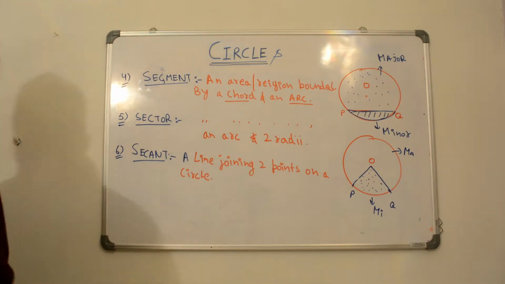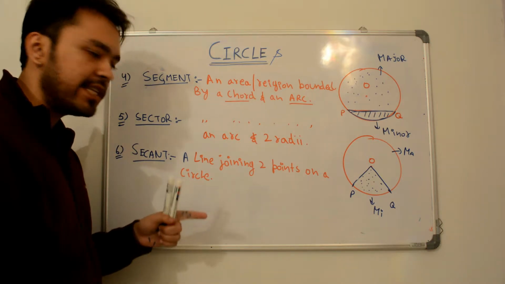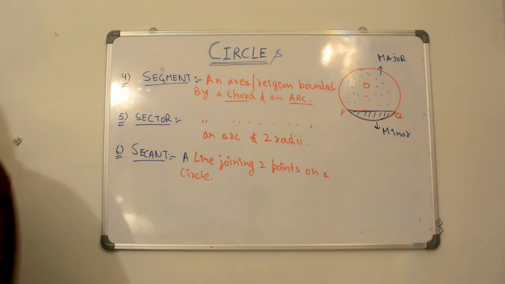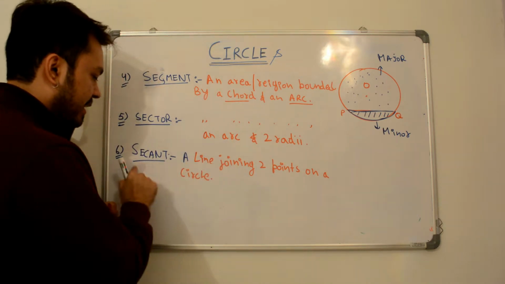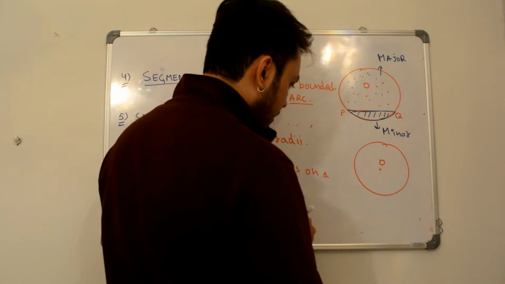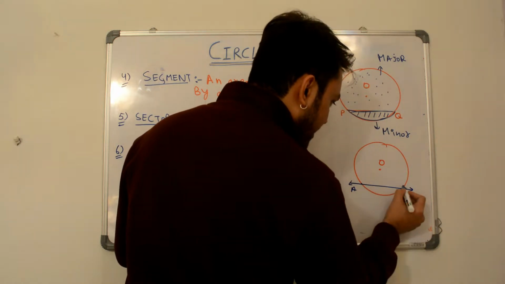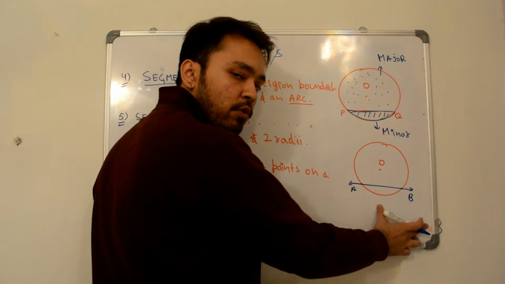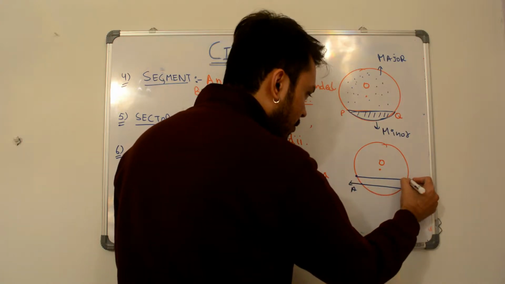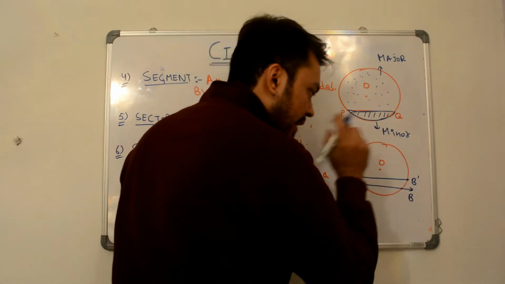Now you may be wondering one thing, that the definition of a chord and a secant is almost similar. So what is the difference between the two? Well, in chord we use the word a line segment, and in secant it is simply a line. So if I again make a circle, here I make a line, let us take it A and B. Now this is a line, right? This can infinitely extend in both the directions. This is a secant AB. This is a line segment joining two points known as the chord A dash B dash.